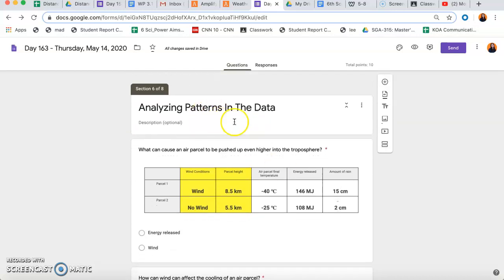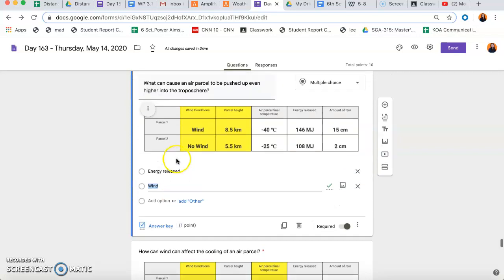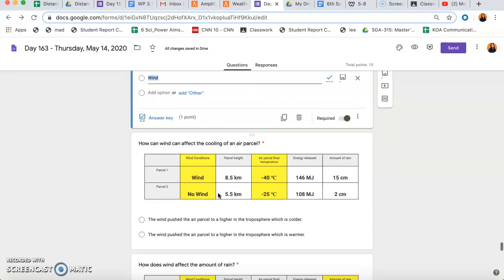Let's look at some patterns in the data. What can cause an air parcel to be pushed up even higher into the troposphere? We see that with wind, it got pushed up to 8.5 kilometers. Without wind, only 5.5. I'm going to say that wind is the main thing that can push an air parcel up higher in the troposphere.